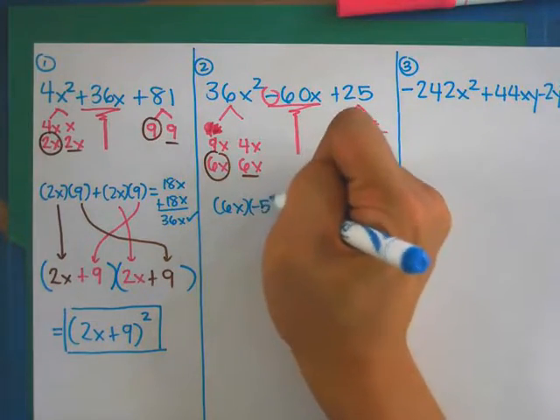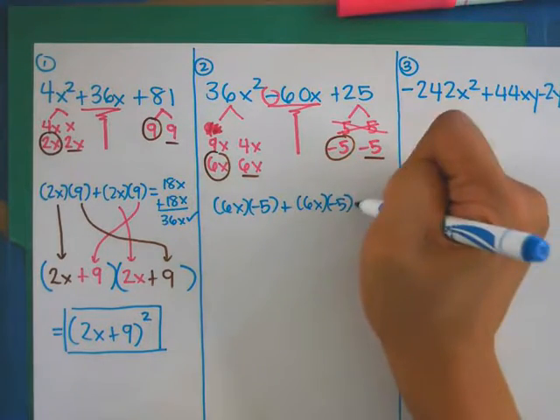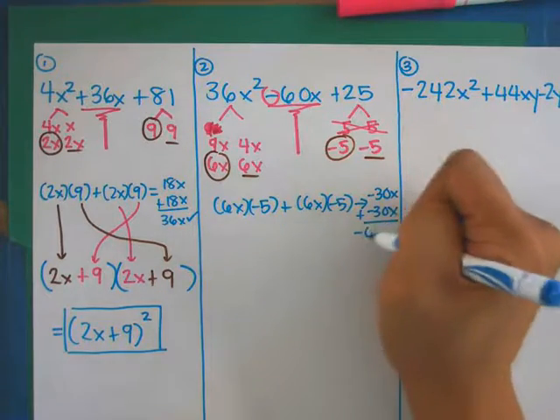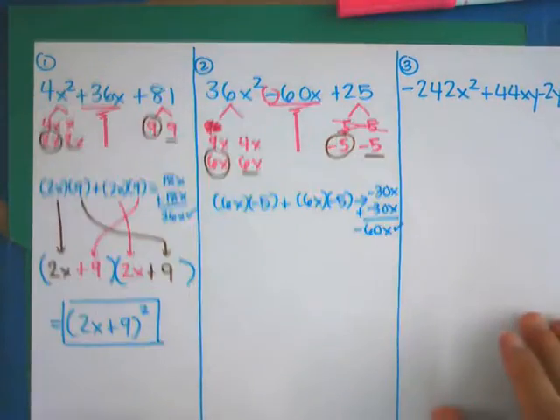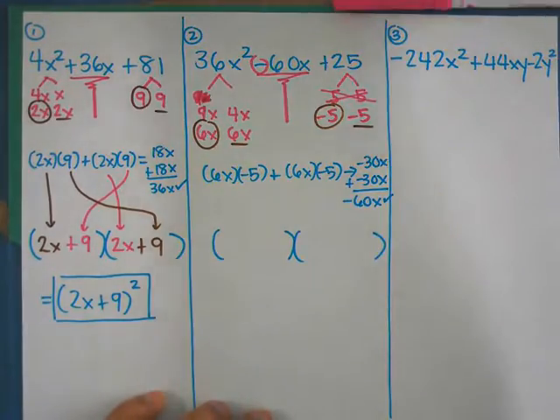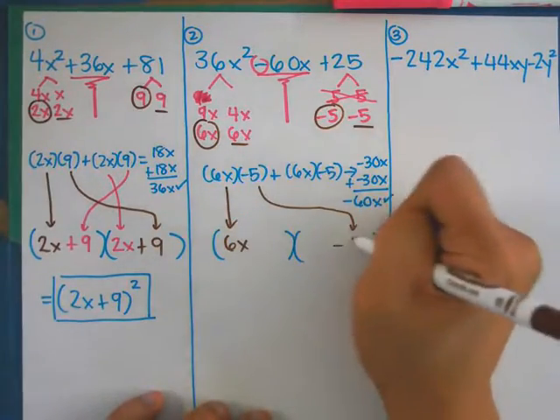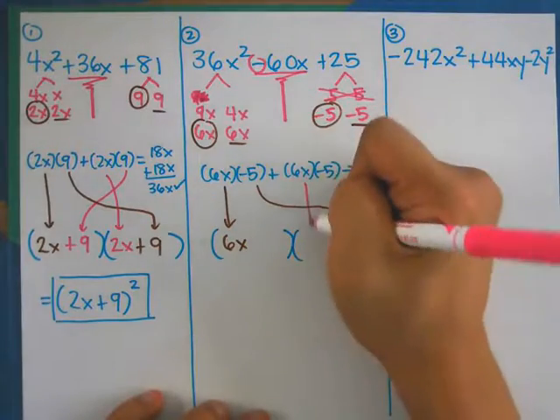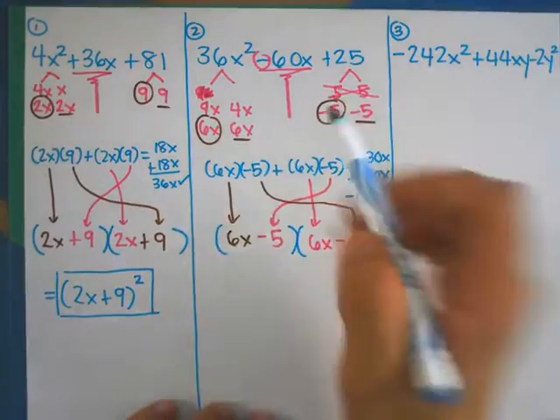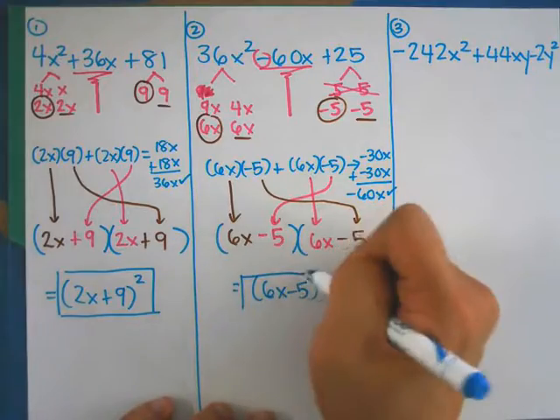6x times negative 5, negative 30x, plus negative 30x, and that is the negative 60x that we want. Okay, now into the 2 factors, 2 parentheses. Okay, alright, so then that's just going to be 6x minus 5 quantity squared on that one.